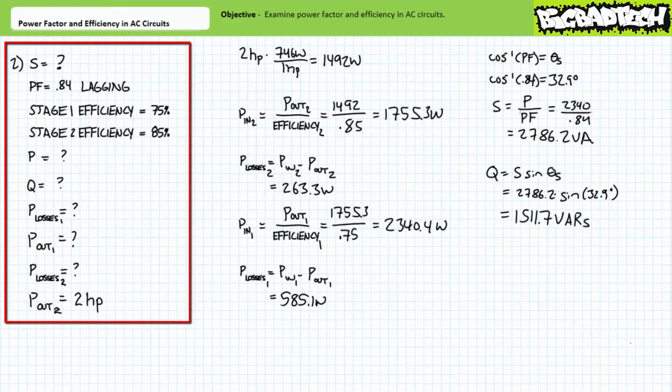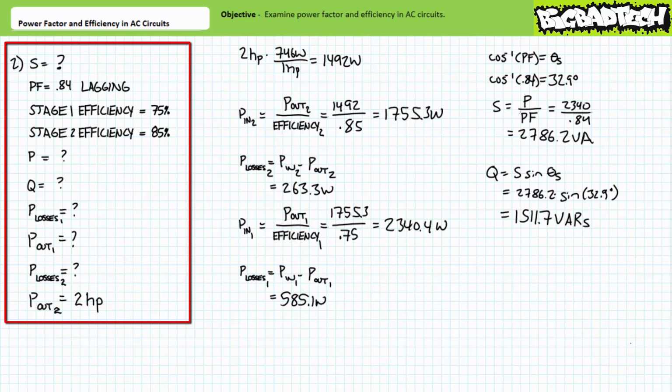Our second illustrated example features a two-stage system producing 2 horsepower of usable power. The first stage of the system is known to be 75% efficient, and the second stage of the system is known to be 85% efficient. Additionally, we're aware the system has a lagging power factor of 0.84.